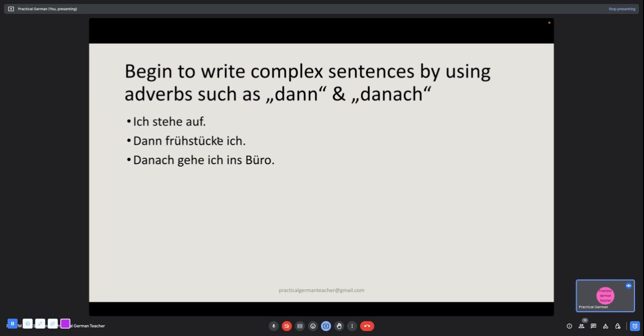Start writing this, add this dann, danach. You can also use it in daily life. In real life, if you say dann ich frühstücke, dann ich gehe ins Kino, people are not going to correct your mistake. They will know what you're saying, but it's just not correct. The second position is always the verb. It cannot be the subject.